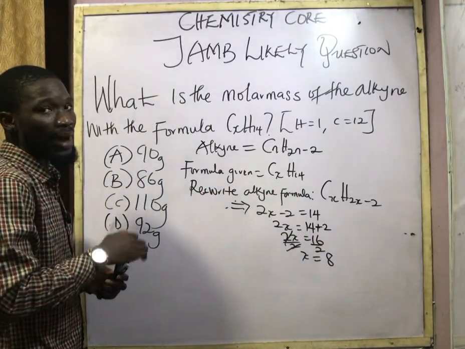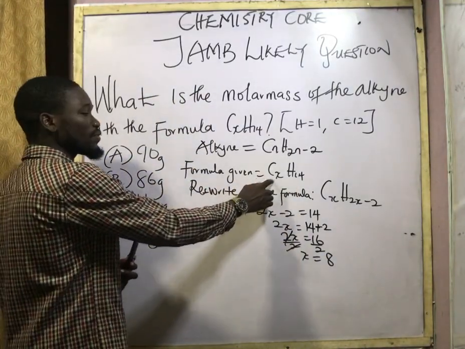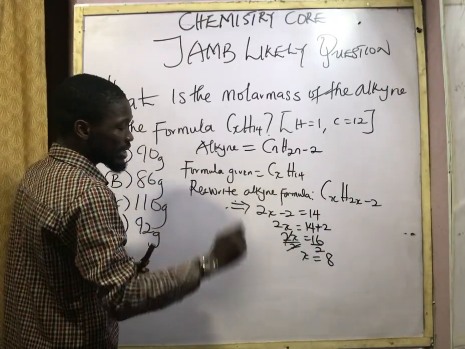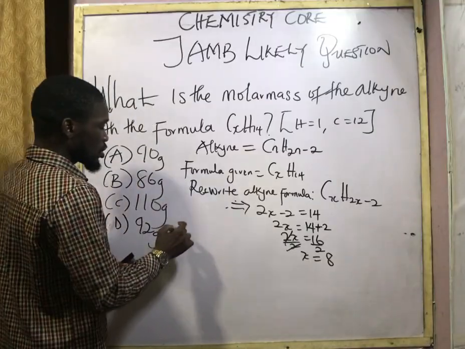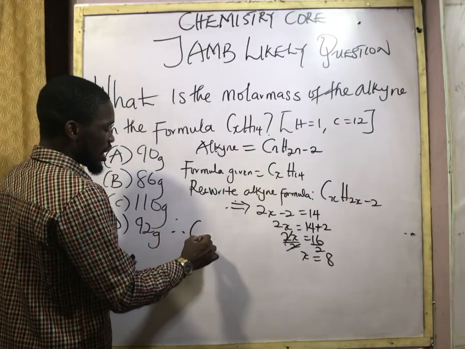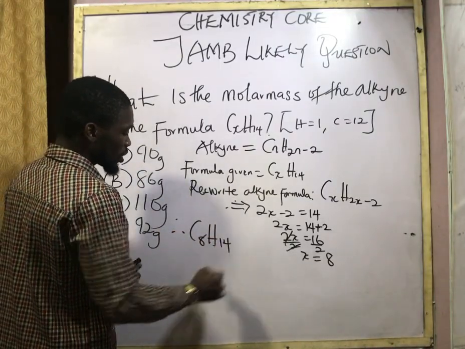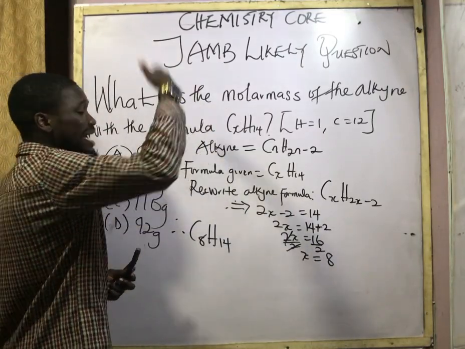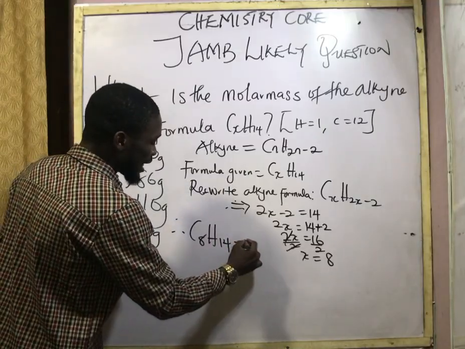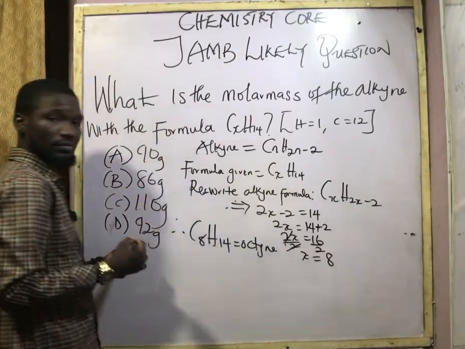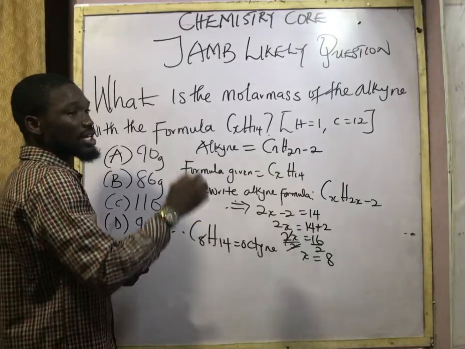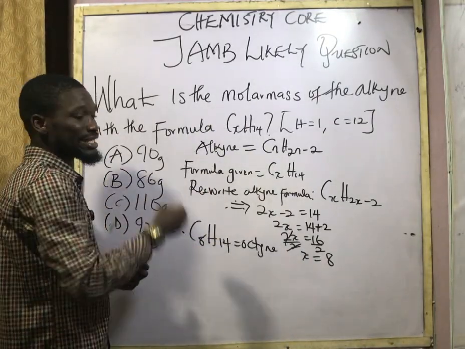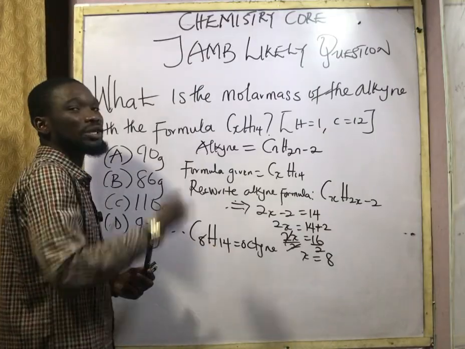Now that we have our x to be 8, recall that this formula is CxH14. In that case, we are going to replace the x here with 8. Therefore, that will give us C8H14. And mind you, we are asked to look for the molar mass of that alkyne. This compound is named octane. So to calculate the molar mass of the alkyne, what is the molar mass of octane?